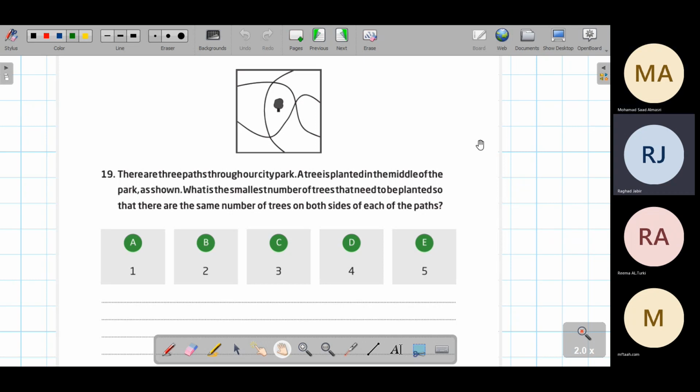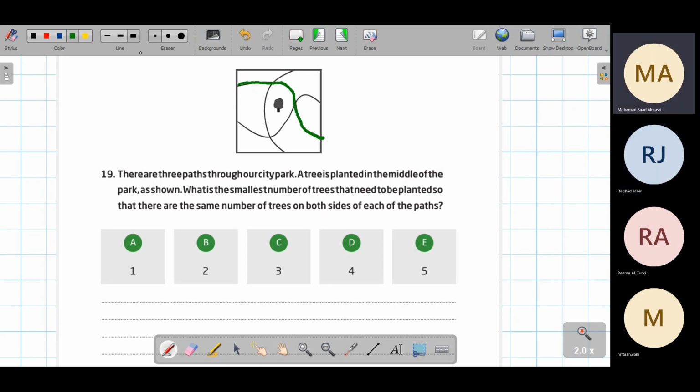Okay. There are 3 paths through our city park. A tree is planted in the middle of the park as shown. What's the smallest number of trees that need to be planted so that there are the same number of trees on both sides of each of the paths? Excellent. This is the first one. This is the second one.